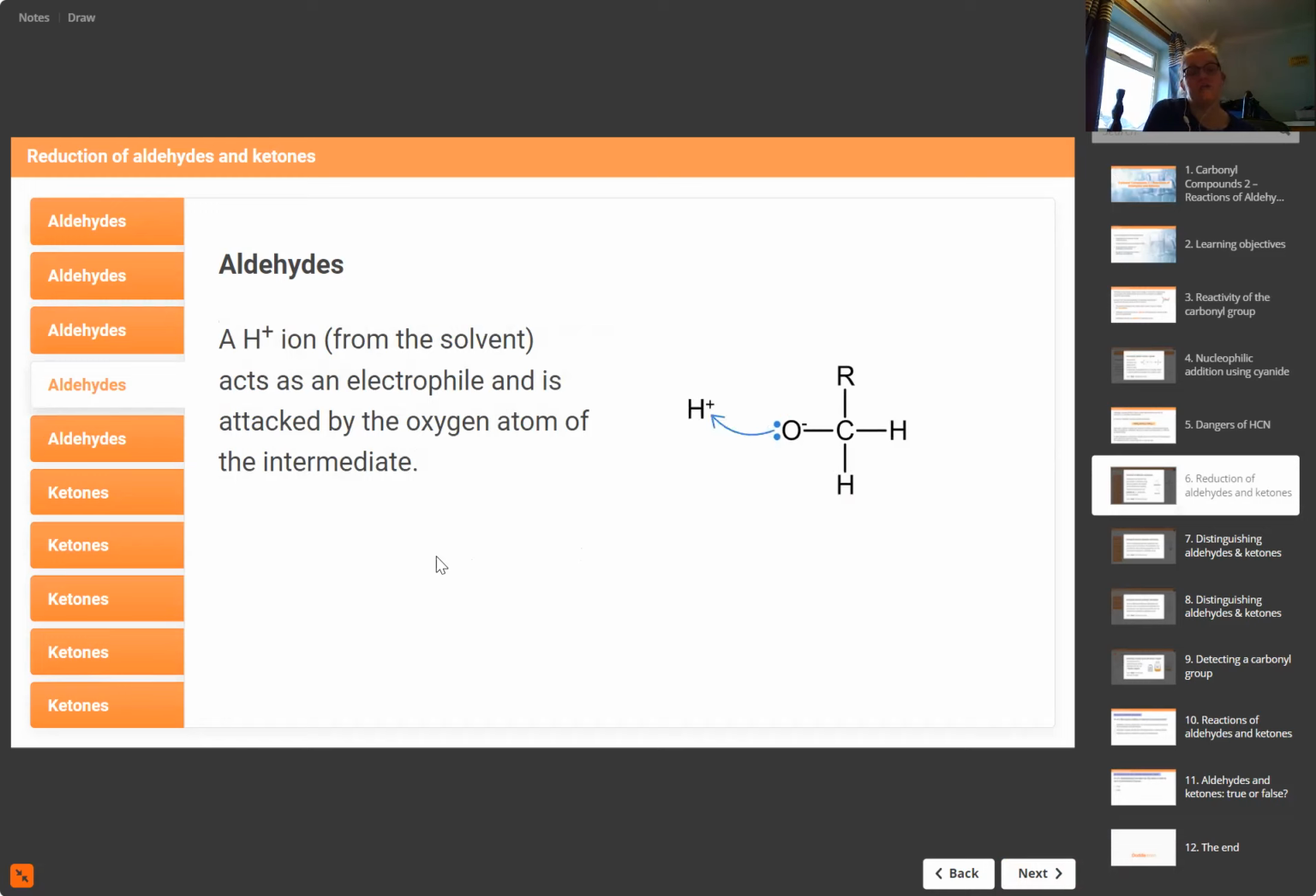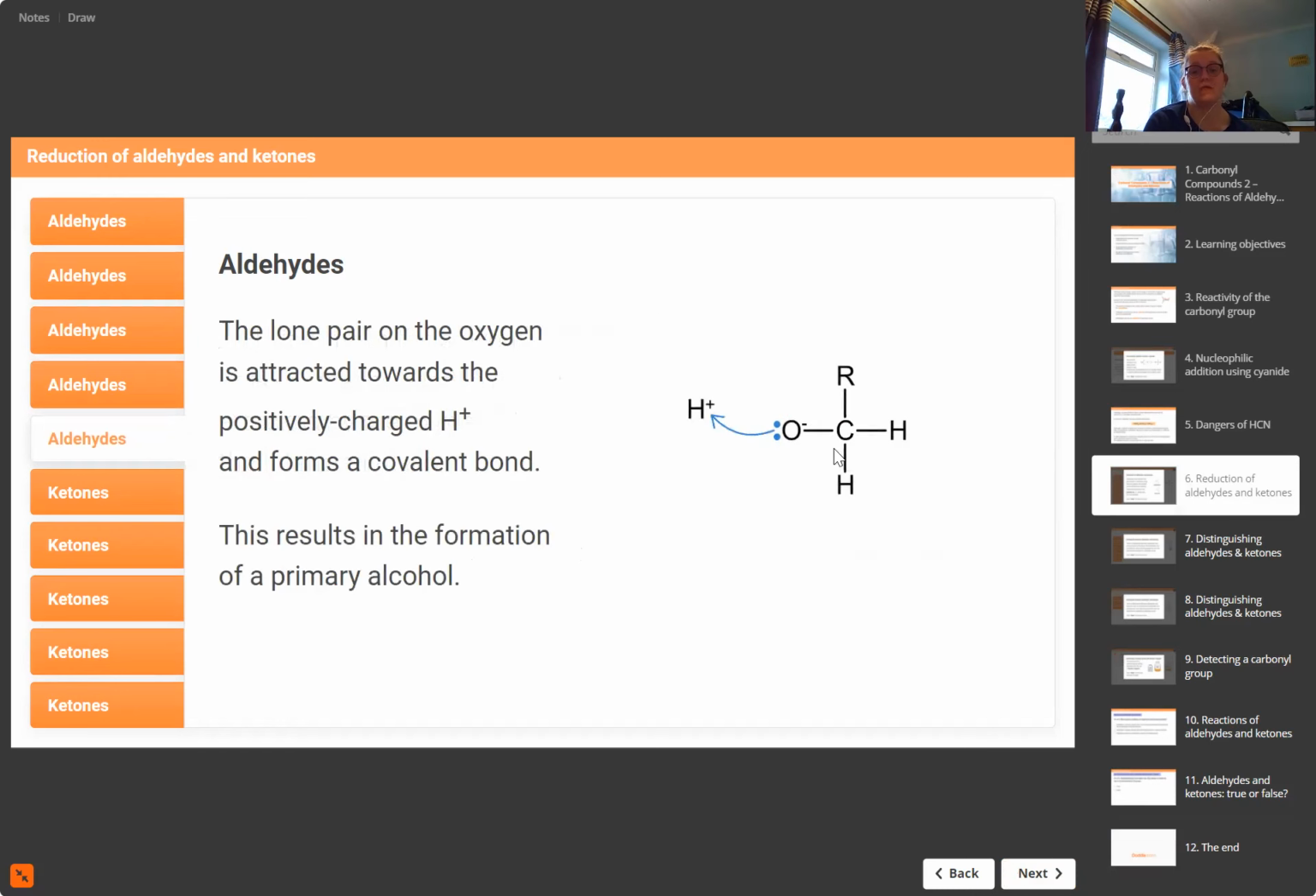A positive hydrogen ion, which is from a solvent, actually acts as an electrophile and is attacked by the oxygen atom of the intermediate. And that lone pair on the oxygen is attracted towards the positively charged hydrogen ion and forms a covalent bond, and this results in the formation of a primary alcohol.